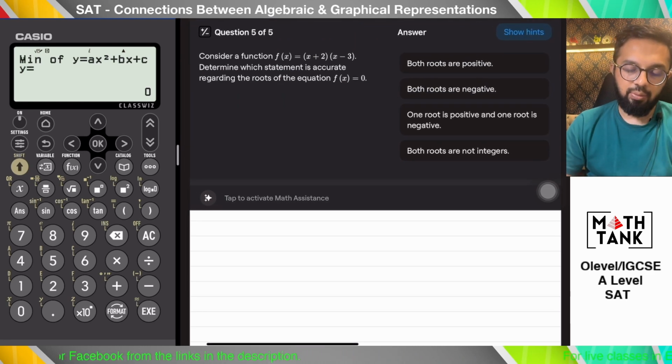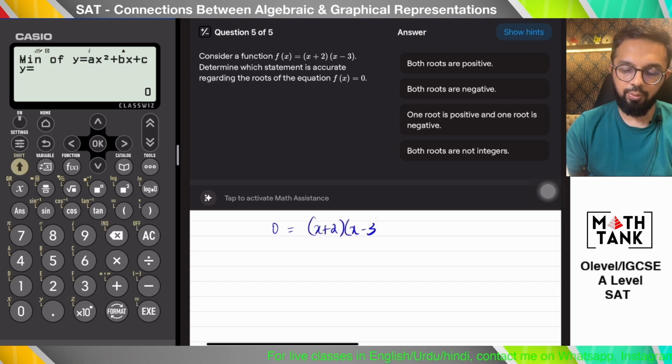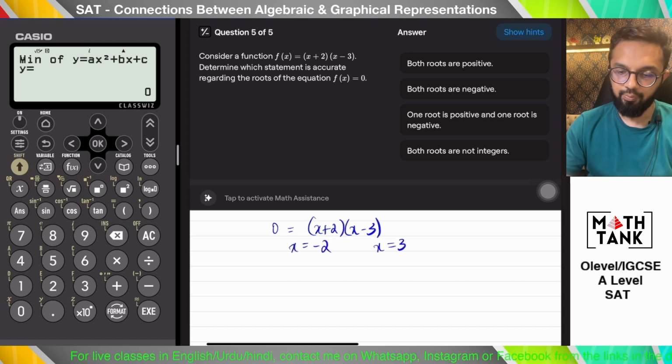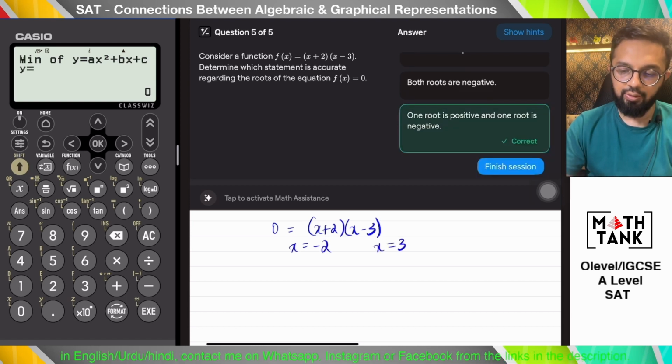Okay, determine which statement is accurate regarding the roots of the equation f of x equals 0. So I see that this equation should have two roots, x equals minus 2 and x equals 3. One root is positive and the other is negative.